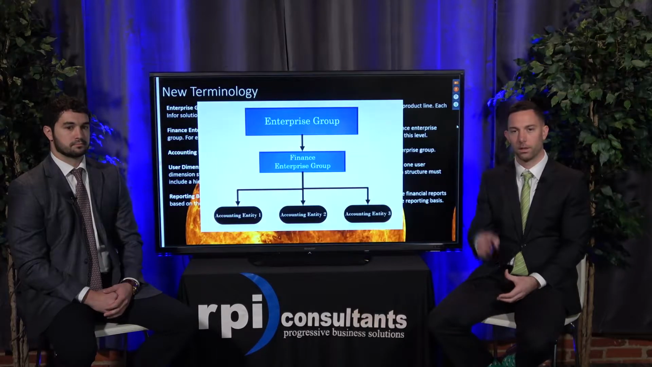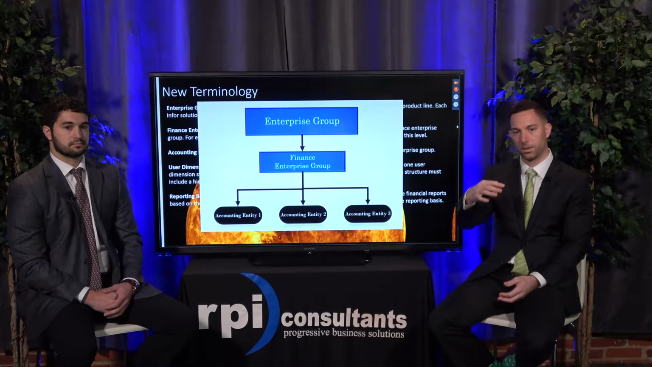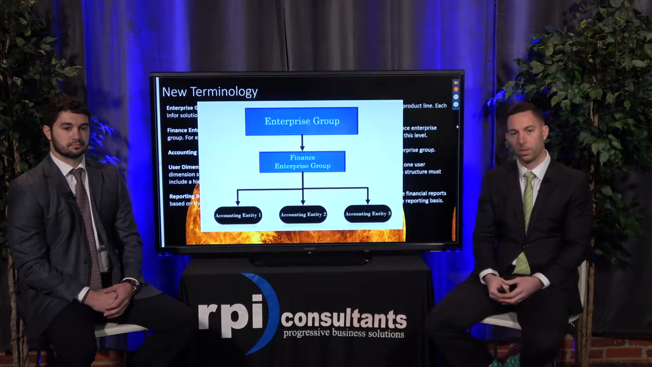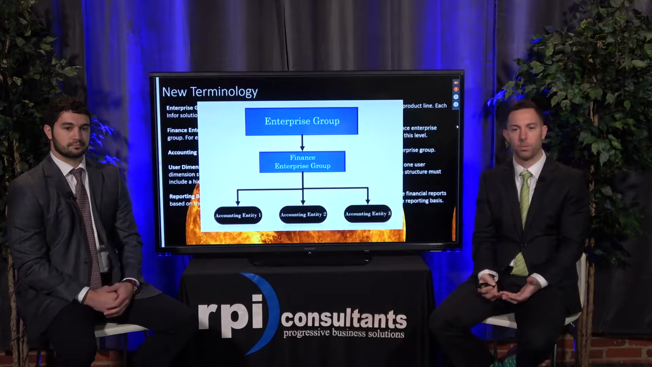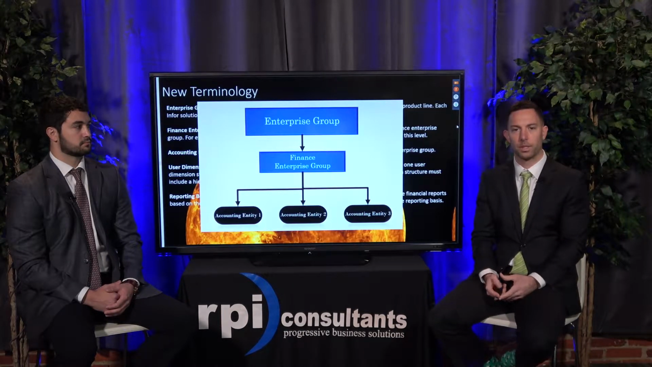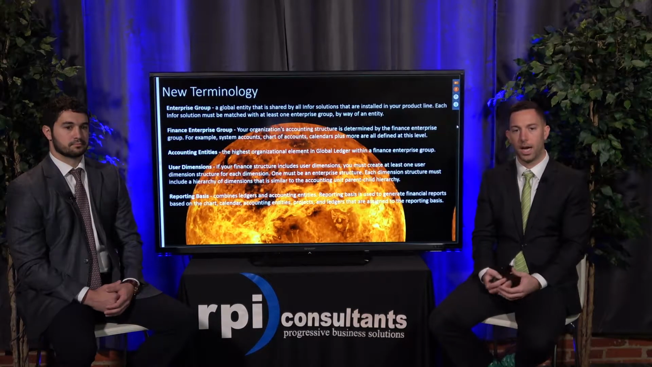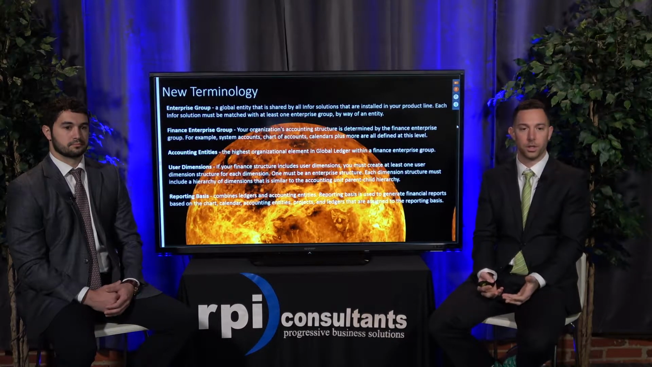And just a quick visual here of your enterprise group versus your finance enterprise group, and then your accounting entities, which are more or less like your GL companies today. They're editable, so they can be changed to a different label, and you can define those a little bit differently. But they're basically like your companies today. And they're your highest organizational element within your GL, your global ledger.